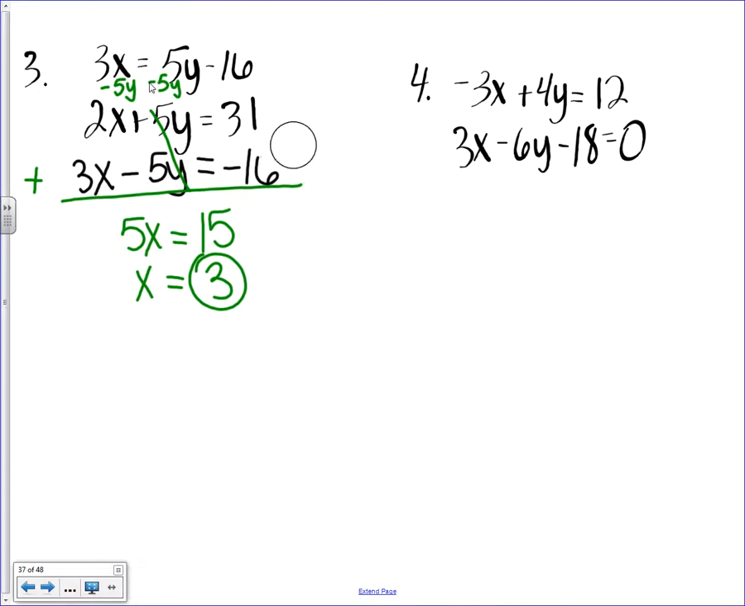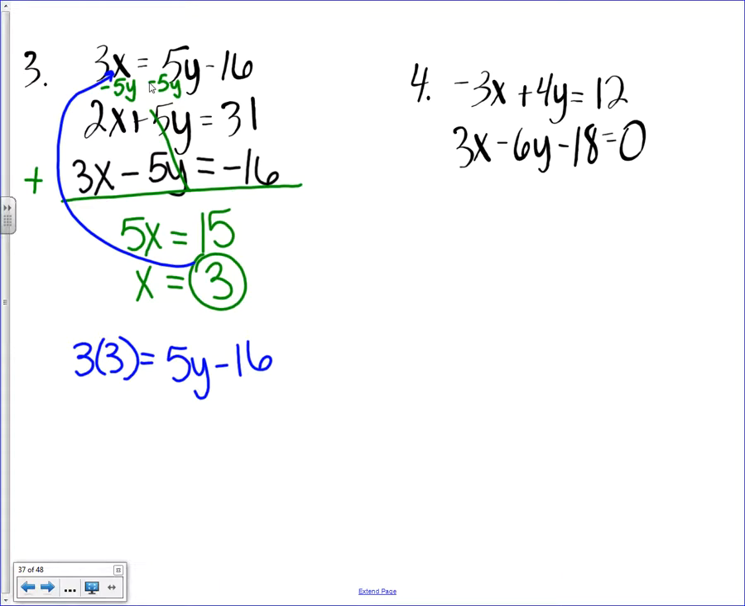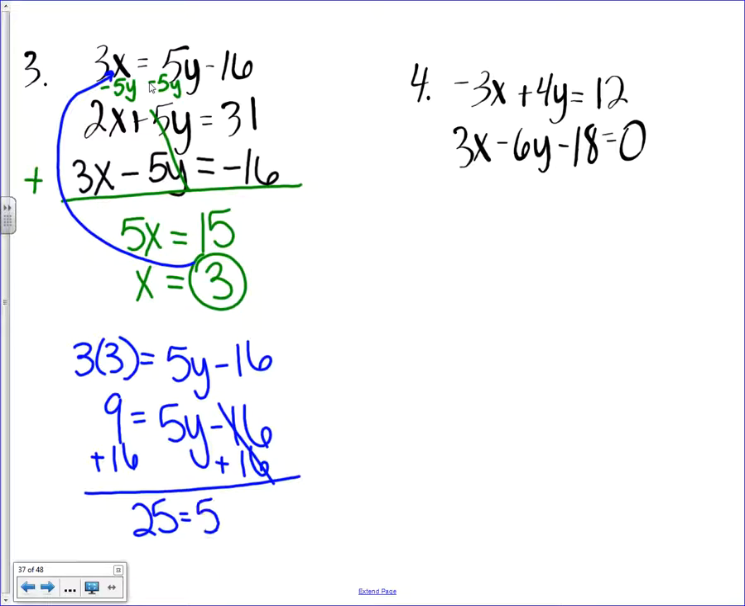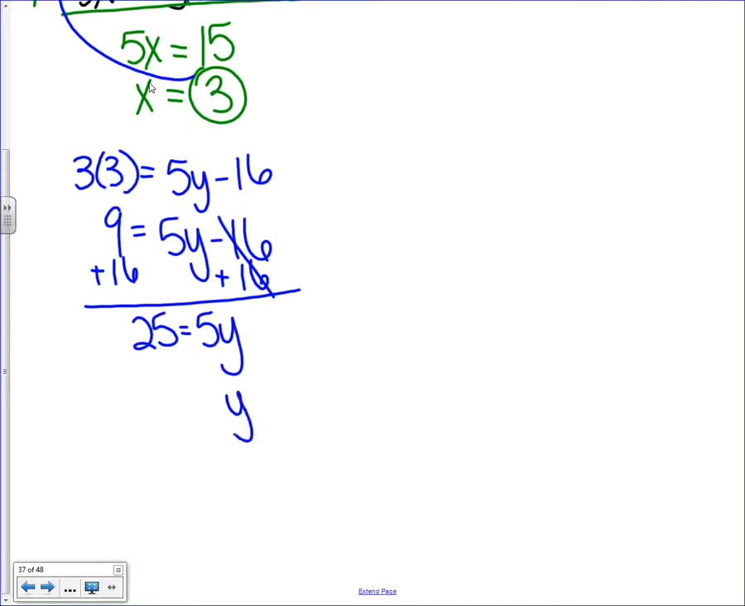So let's take that 3, and I think I'm going to plug it. Well, it really doesn't matter. You tell me, top or bottom? Top, I heard first. We'll go there. So it goes in for x. So this will be 3 times 3 is equal to 5y minus 16. What is 3 times 3? Solve it. What is y, folks? 5.